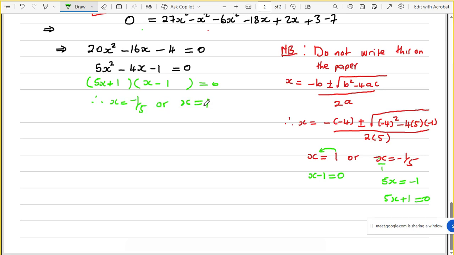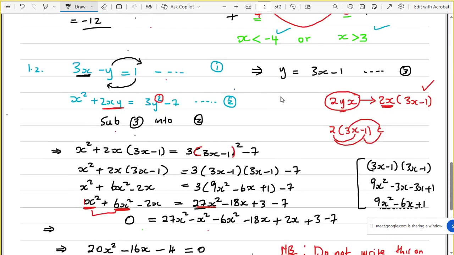I hope you guys now understand how this works. So now that you have the value of x, remember this is simultaneous. We need to go back and find y using equation 3.